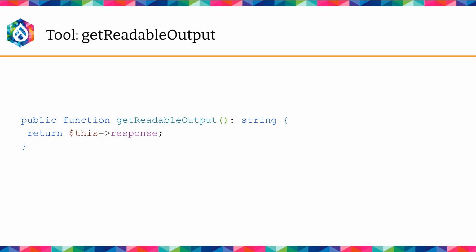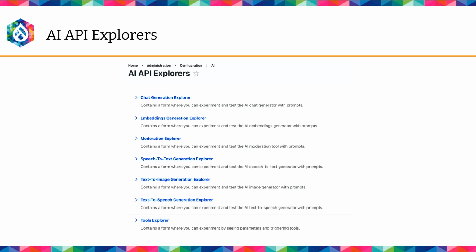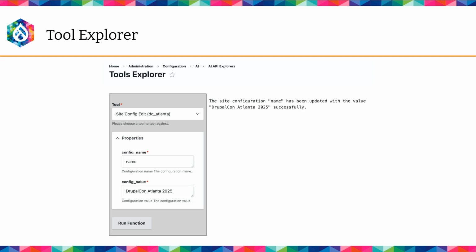Before we go into the agents and the assistant, we're going to test the tool. There is this nice explorer, so we can use the tool explorer to test our tool. We have this form where we can select the tool or the agent that we have created. We can pass the value that we want, and we can test it directly there. If we go here to the AI API Explorer, down here we have Tool Explorer, and inside we have the form. When you select the tool you want to use from here, you can pass the name and the value. Then you run the function and you get the success message. And it works. Basically, it's already changing the site configuration in this case.